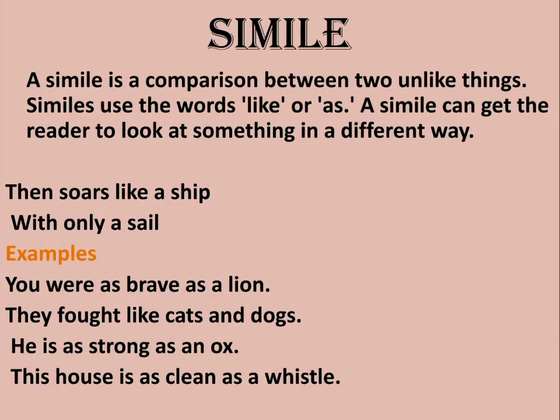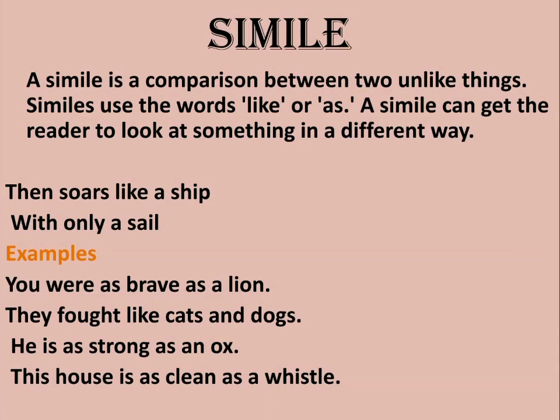So here we have a simile. Then soars like a ship with only a sail. So here the movement of the kite is compared to a ship with a sail, right? Like is used. So the other examples of similes are: you were as brave as a lion. Then they fought like cats and dogs. So here as in the first one, then like. Okay. Then he is as strong as an ox. This house is as clean as a whistle.